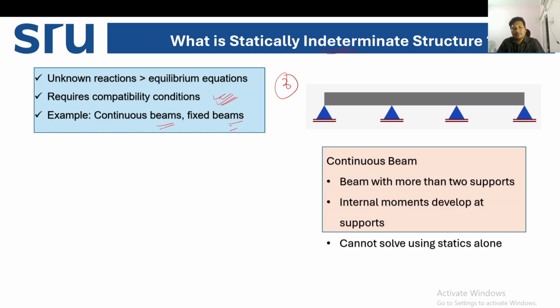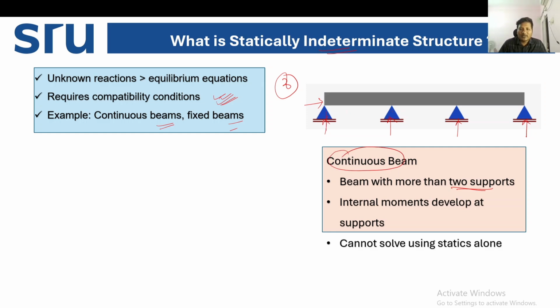Let us see how a continuous beam is a statically indeterminate structure. Now see, this structure is a continuous beam. It has four supports. Let's say one vertical reaction, two, three, four. We don't know, we can have horizontal reactions also. So what is a continuous beam? A beam with more than two supports, we can call a continuous beam.